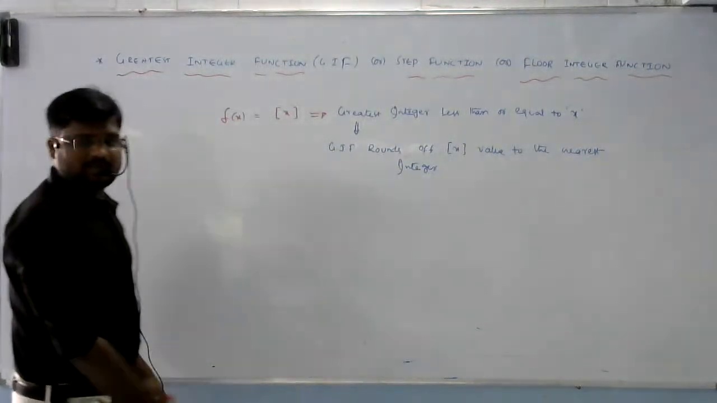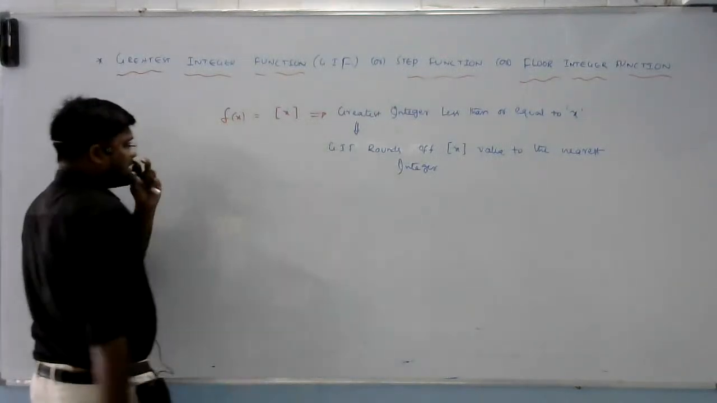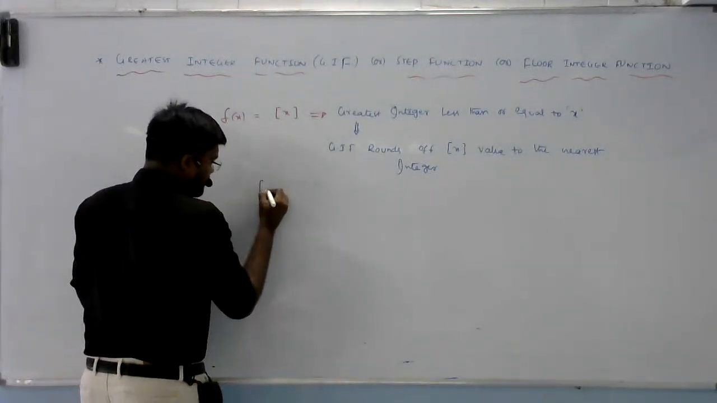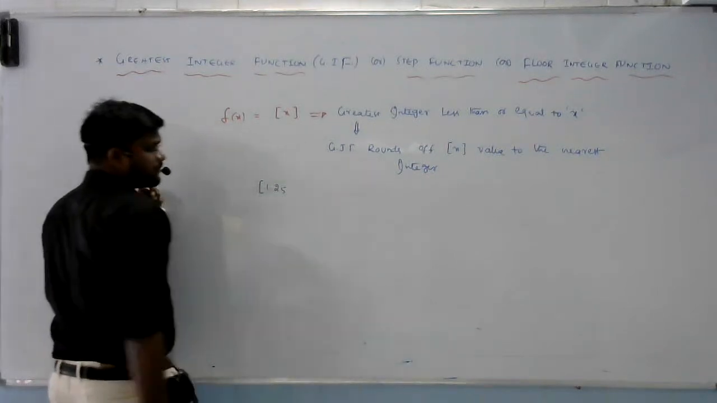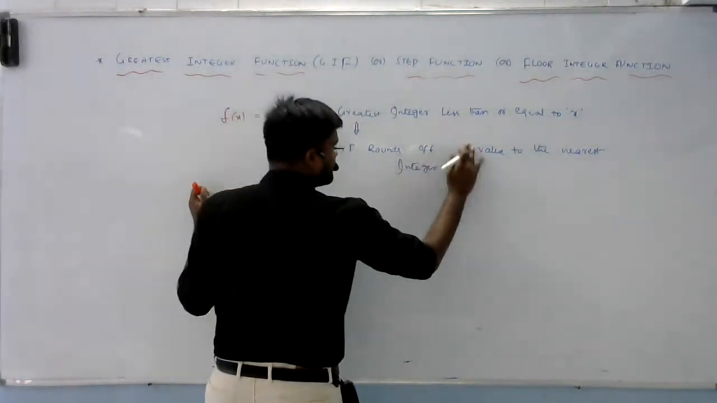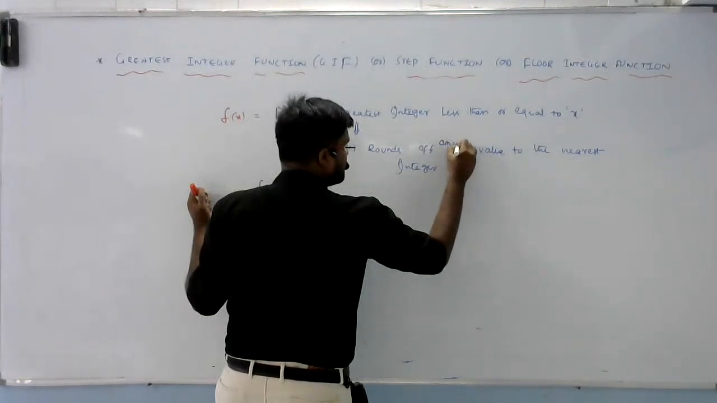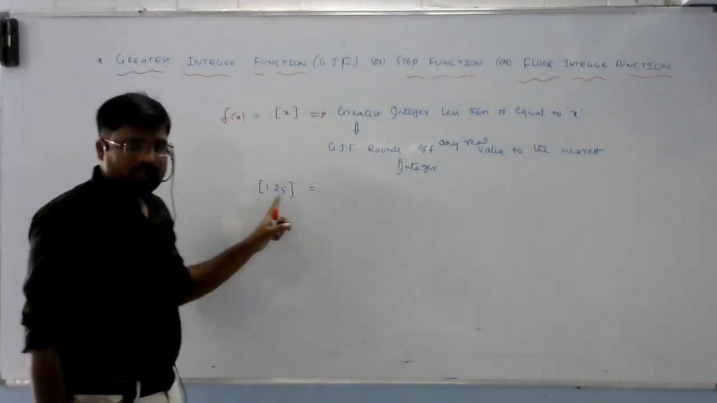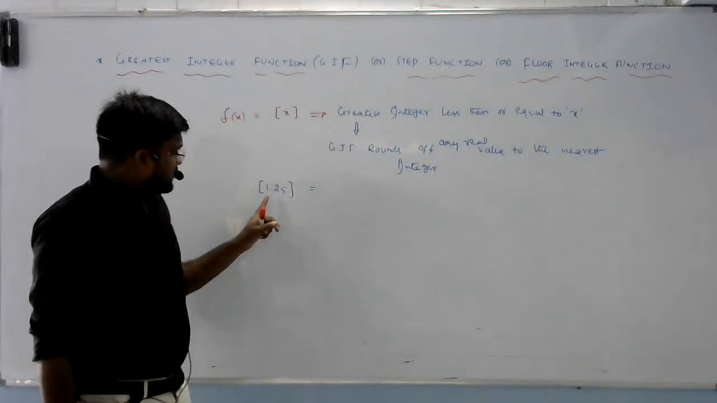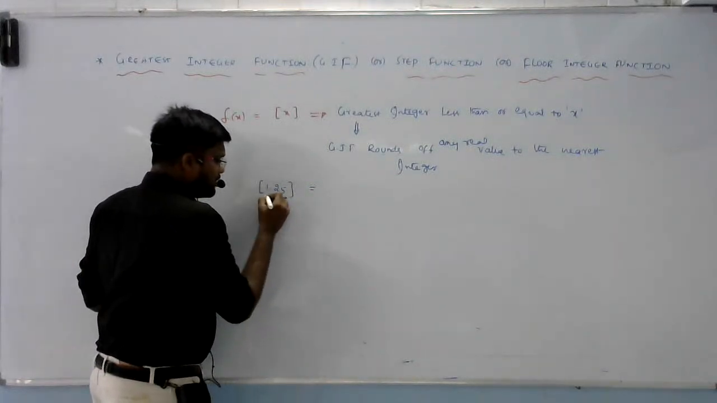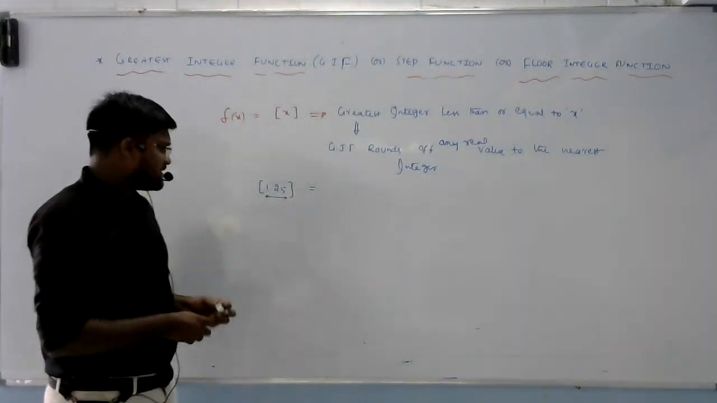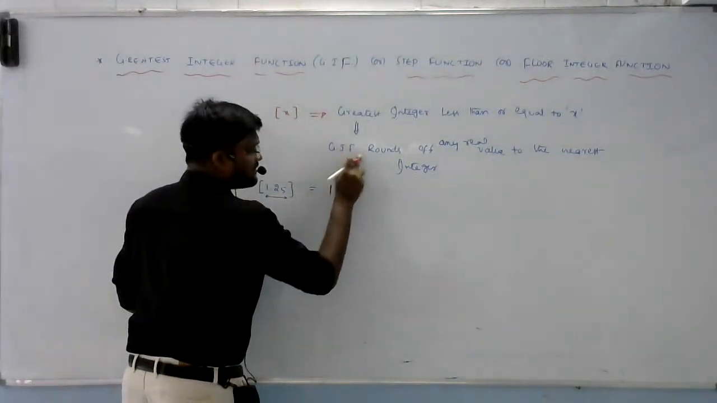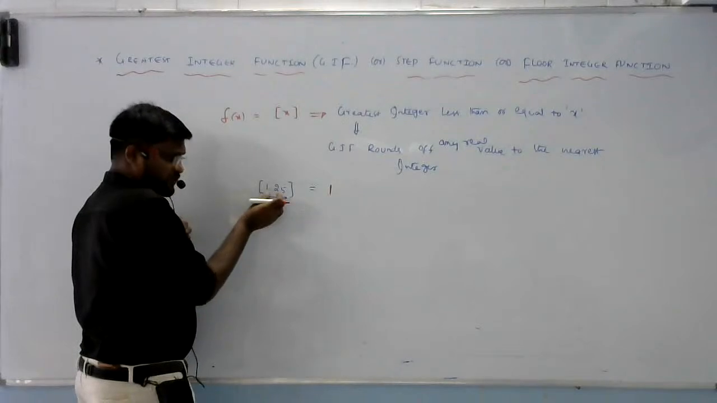What is the meaning of this one? Let us try to understand. Greatest integer less than or equal to x, which means that if I want to calculate step of any real value, say step of 1.25, it represents the greatest integer less than or equal to 1.25. Can you tell me the greatest integer which is less than or equal to 1.25? 1. Understand? So that's what I was trying to say here. The greatest integer function rounds off to 1.